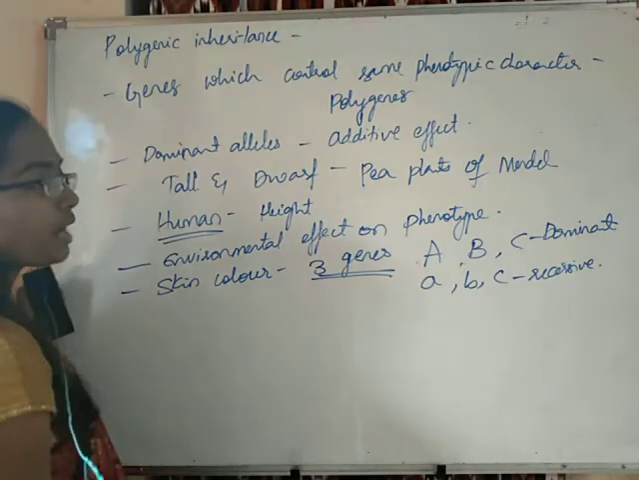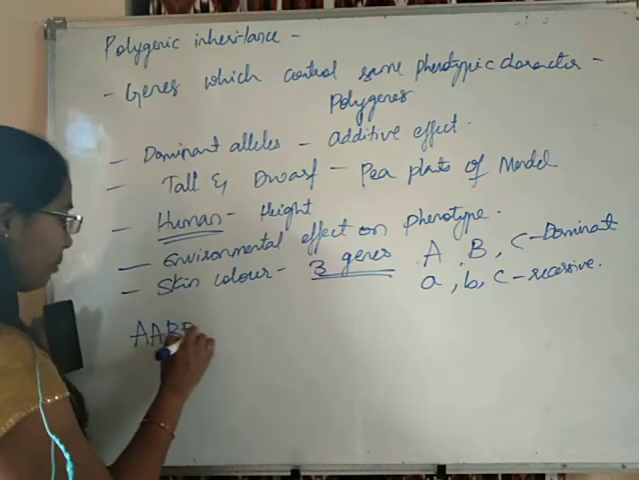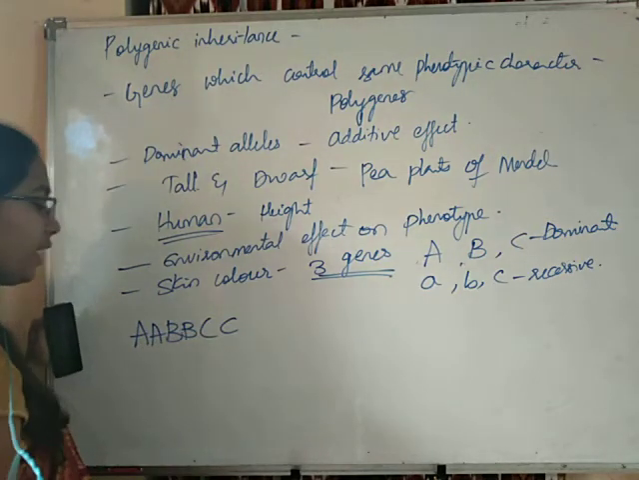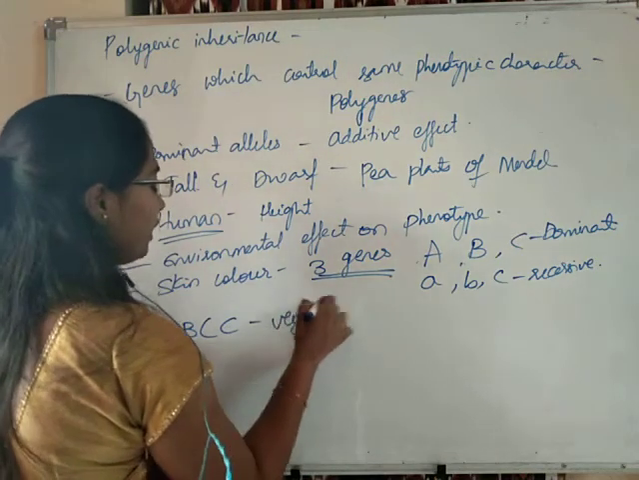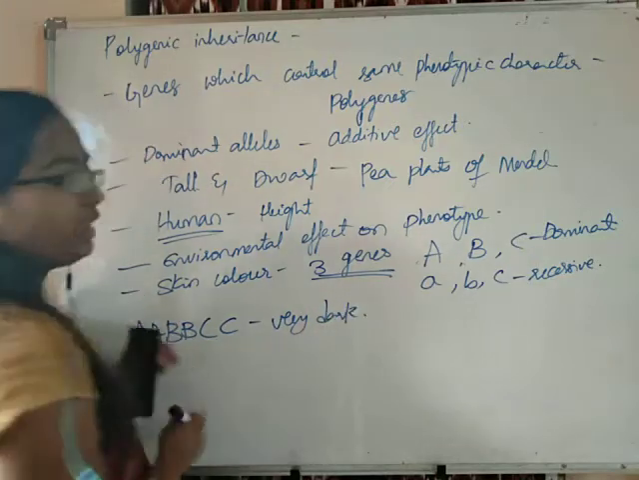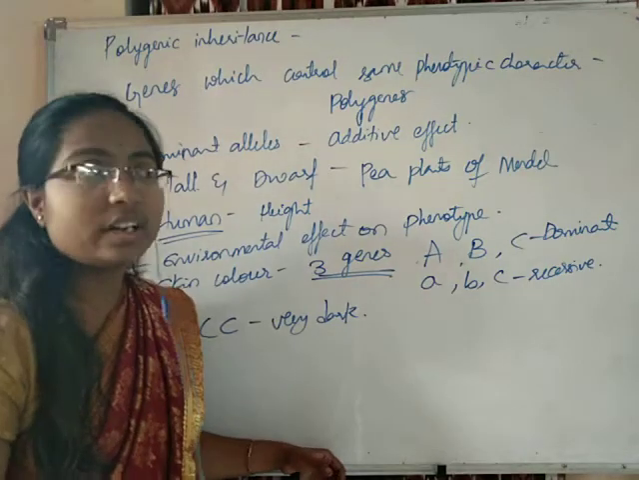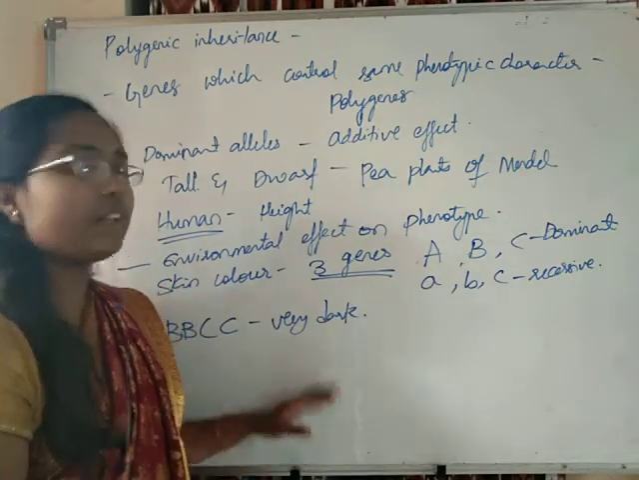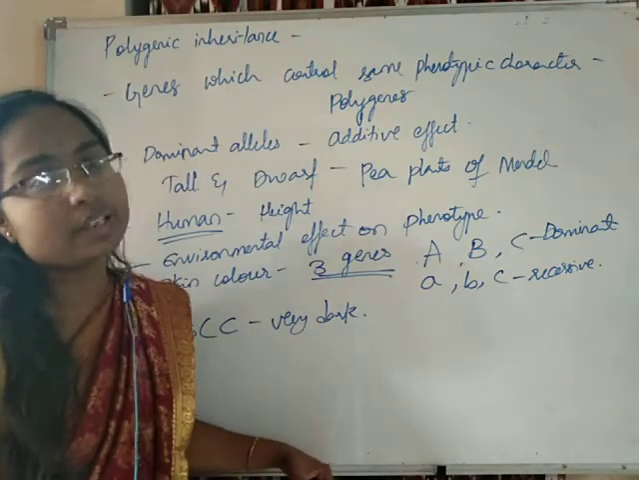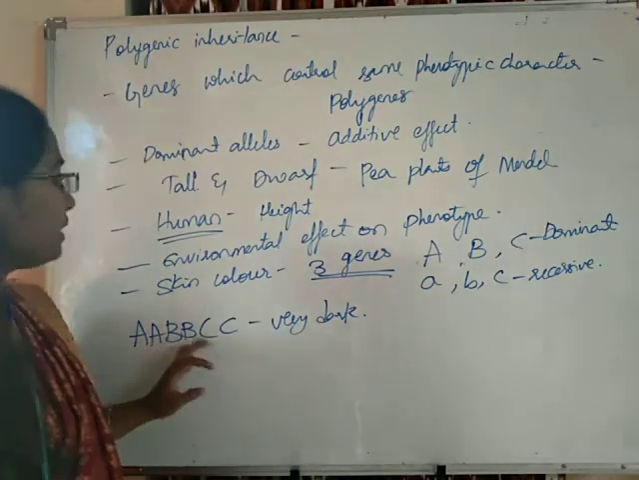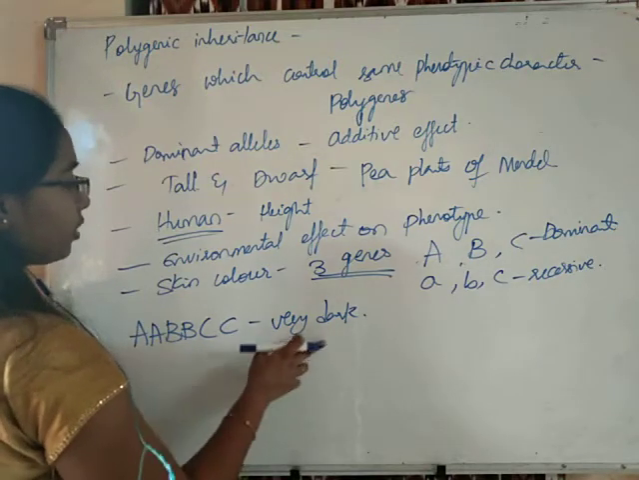Those individuals having all the dominant alleles, capital A, capital B, capital C, are going to be very dark. Very dark people are found in the hotter regions of our world, near the equator, like in Africa. Here there is also an effect shown by the environment. So if A, B, C are all dominant, the person's skin is going to be very dark.